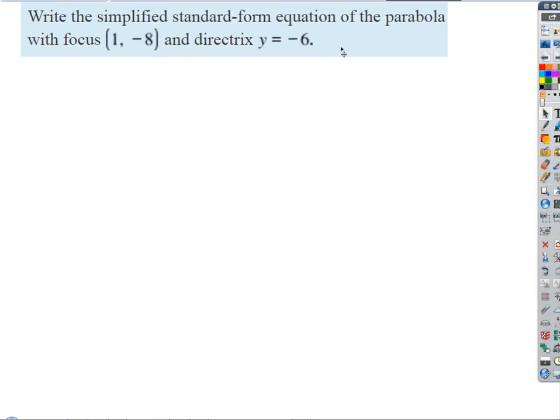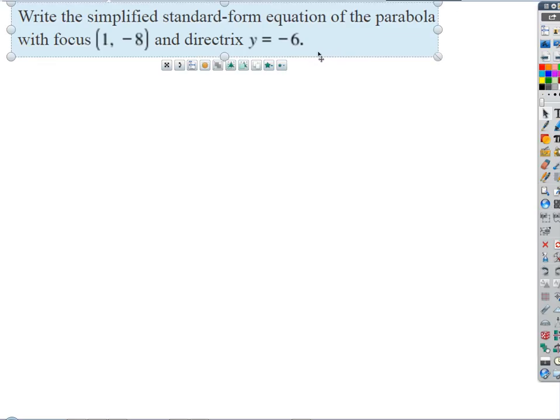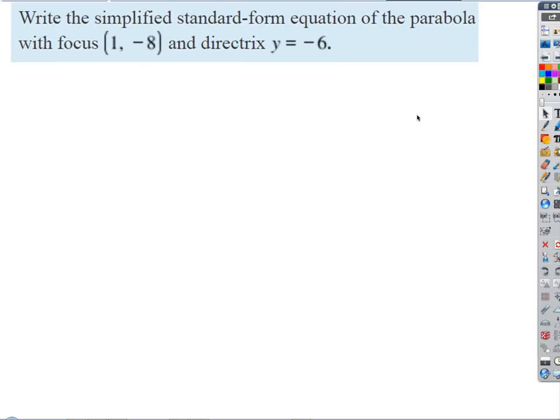So now we've got a directrix, the line that forms the directrix is y equals -6. That's going to be a horizontal line because it's cutting through the y-axis at -6. So we've got the directrix, y equals -6, and the focus is the point (1, -8).